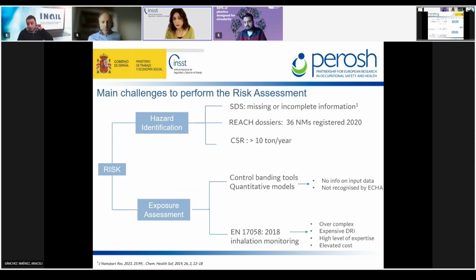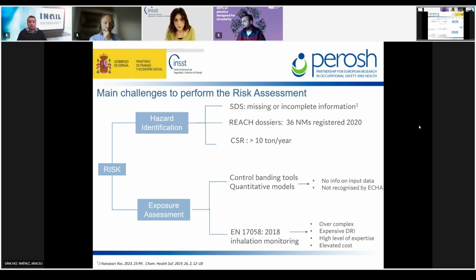And then if the occupational health professionals want to carry out measurements to check, for example, whether the exposure controls, such as the local exhaust ventilation, are adequate to prevent exposure, there is a standard, but this standard is overly complex, it requires the use of expensive equipment, a high level of expertise, and it has an elevated cost.